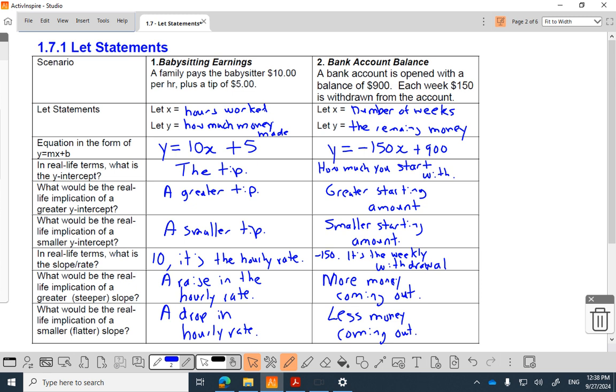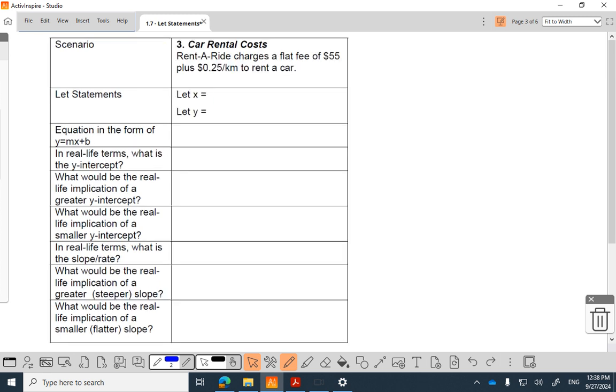Last example. A car rental. Rent a ride, charge a flat fee of $55. Actually, this is the way rental cars usually work. You go in, you pay, actually it's usually more than this, but anyways, 55 bucks, and then when you get back, they check how many kilometers you used, and they charge you based on how far you drove the car.